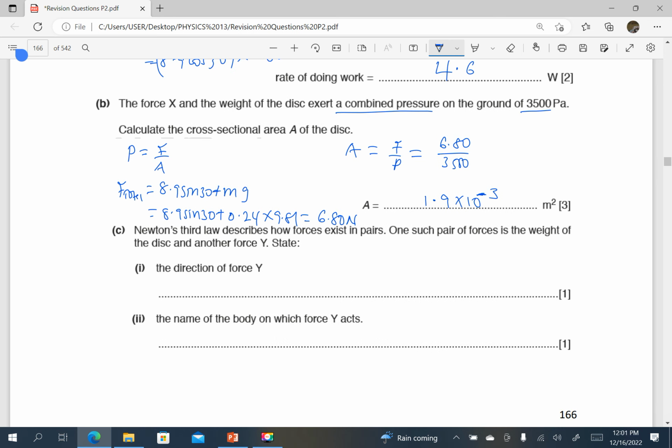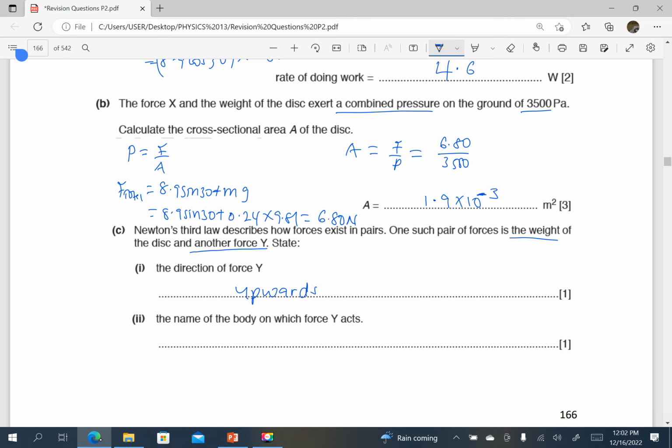Newton's third law describes how forces exist in pairs. One such pair of forces is the weight of the disk and another force y. State the direction of force y. So since the forces exist in pairs, if the weight is downwards, then the force y is going to be upwards.